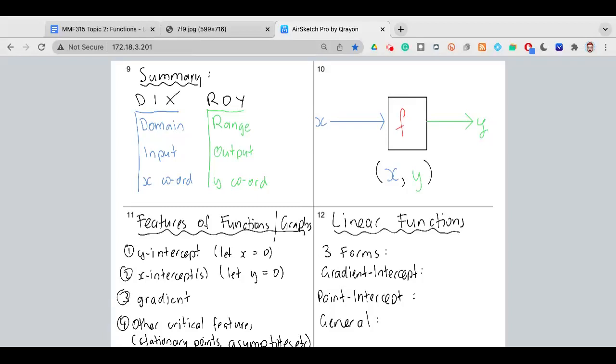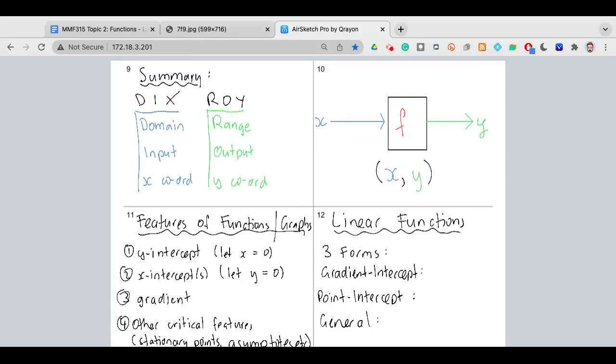X-intercept or intercepts. Not all functions will have an x-intercept, but the majority would. All linear functions have an x-intercept. Quadratics may or may not have an x-intercept, etc. And you see in brackets there, I've got let x equal 0 for the y-intercept and let y equal 0 for the x-intercept. The reason I've got that in brackets is because this is a thing that you're going to do over and over again.